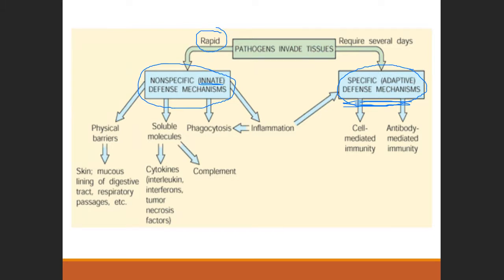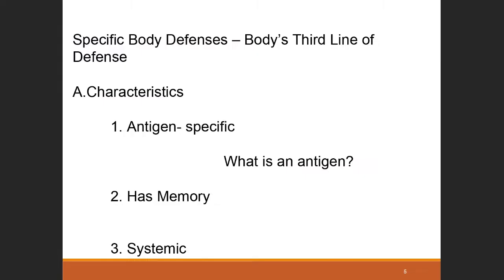And it can slow down the advances of a foreign invader to give our more specific responses a little bit of time to catch up. So we're really talking about our body's third line of defense here. Antigen specific. The antigen, you've heard that term when we talked about the red blood cell. We're going to use the term antigen here with respect to immune. And we kind of warned you back then.